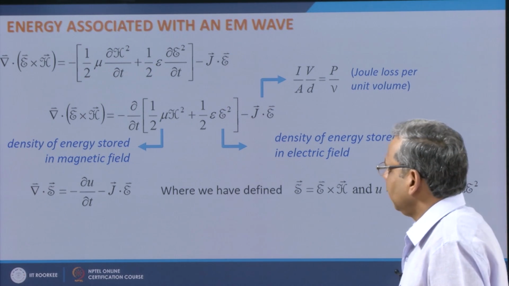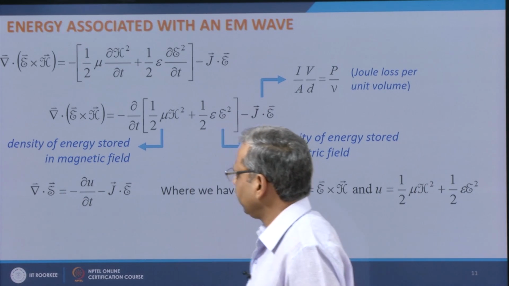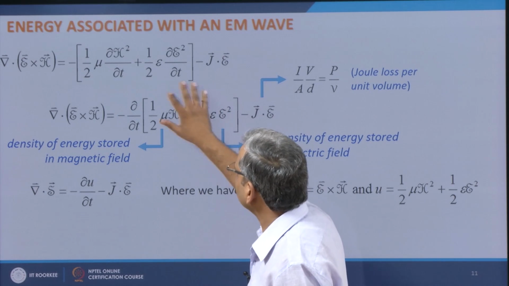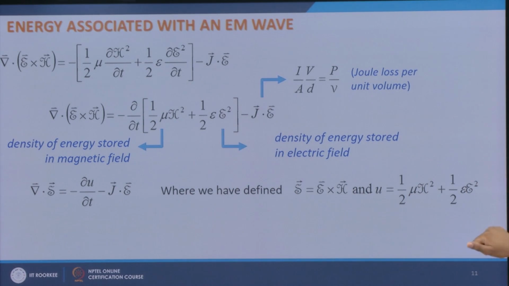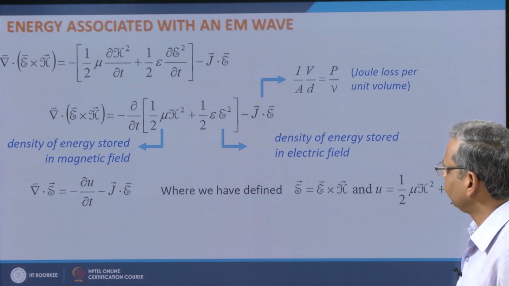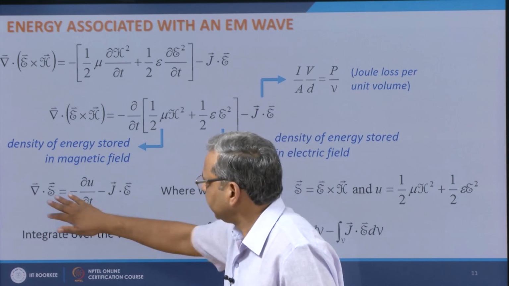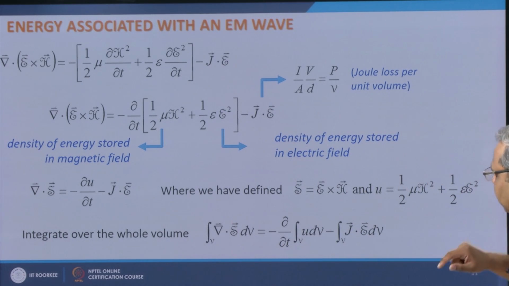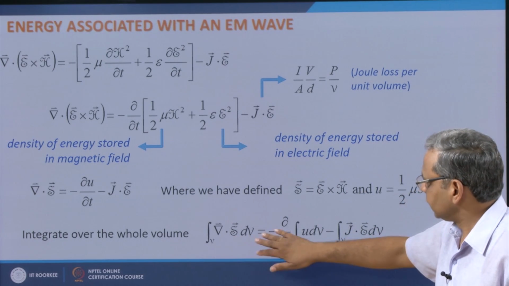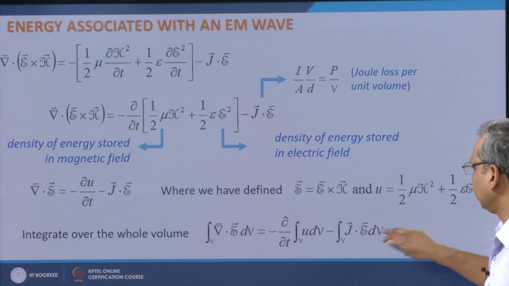Now, let me represent this E cross H as some vector S, and this energy density as U, which is the density of stored energy in the electromagnetic field. Then I have this, and let me integrate it over the whole volume. Then I get this is equal to minus del over del t of U dV minus J dot E dV.